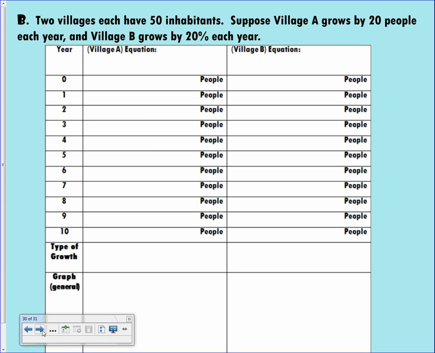So Village A starts with 50 people, and then grows by 20. So the next year I'll have 70, 90, 110, 130, etc. Well, now I should see that that's going up by the same amount, which means my slope is my 20 people, and then my starting value was 50. So then I should be able to write that my equation is y equals 20x plus 50.